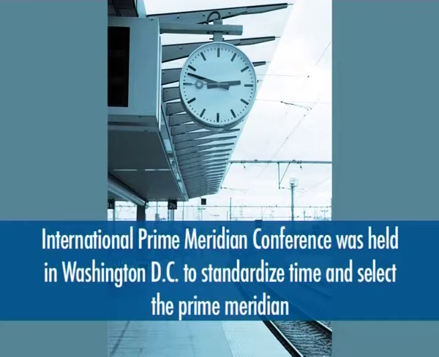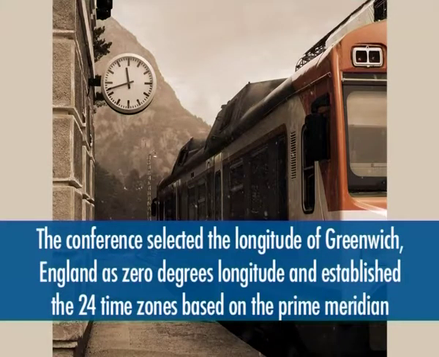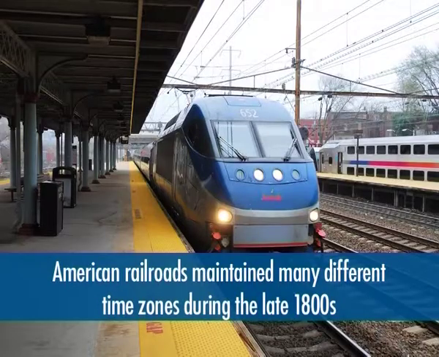In 1884, an International Prime Meridian Conference was held in Washington, D.C. to standardize time and select the prime meridian. The conference selected the longitude of Greenwich, England as 0 degrees longitude and established the 24 time zones based on the prime meridian. American railroads maintained many different time zones during the late 1800s.